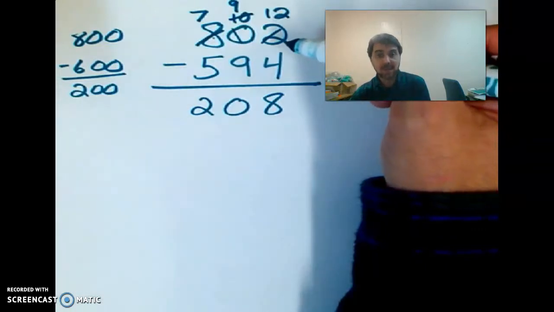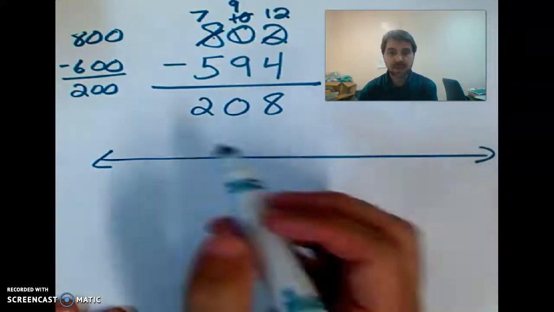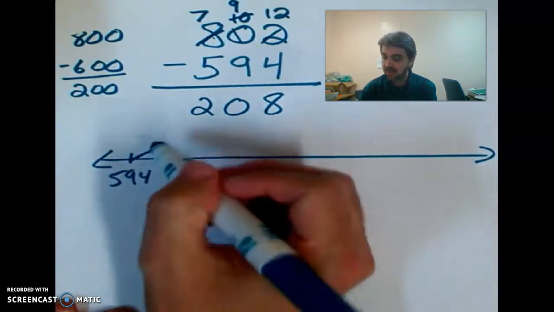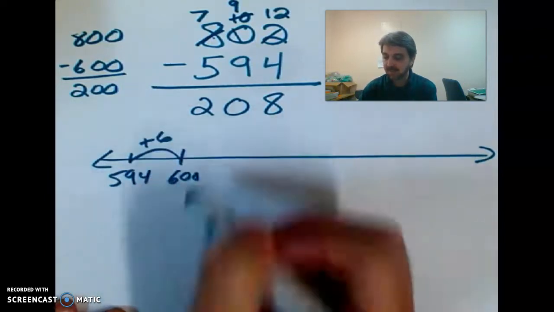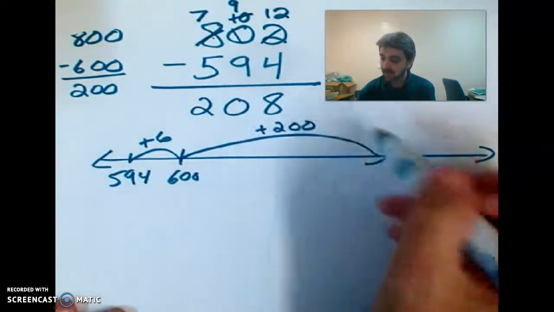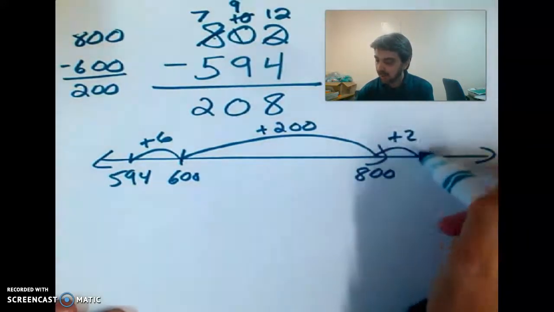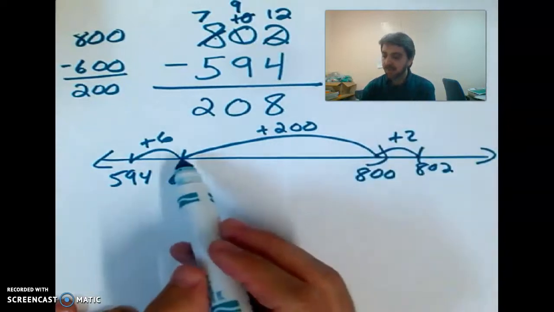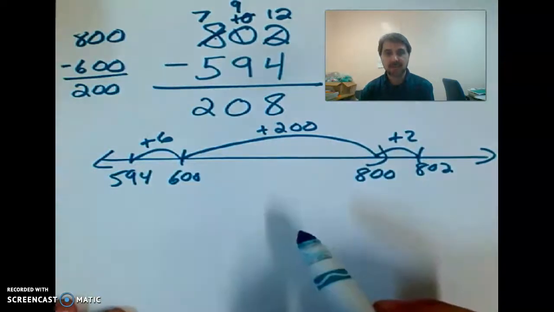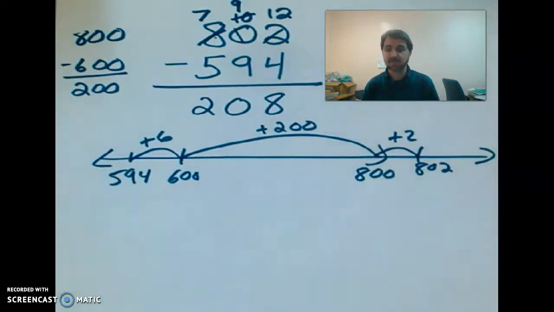So that took some time, right? But if you can just do it mentally, it might help. So real quick, the way I was thinking of it is, 594, I just hopped up 6 to 600. Then I hopped up a lot, went way up by 200 to get to 800. And now I just have 2 more to get to 802. So I know that the answer should be 6 plus 200 plus 2. That's 208. All right, so just something for you to think about. Nothing for you to do right now, but something for you to think about.